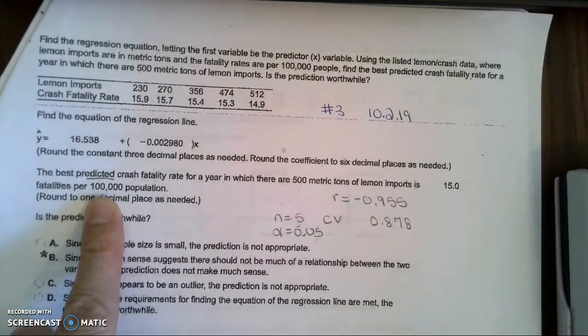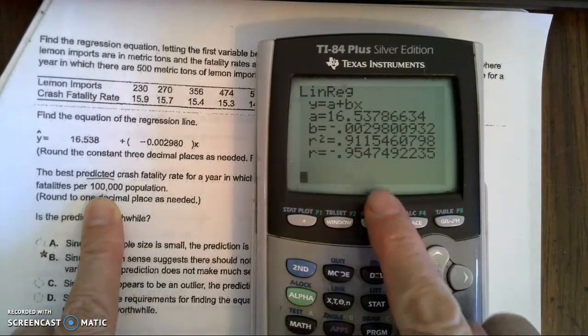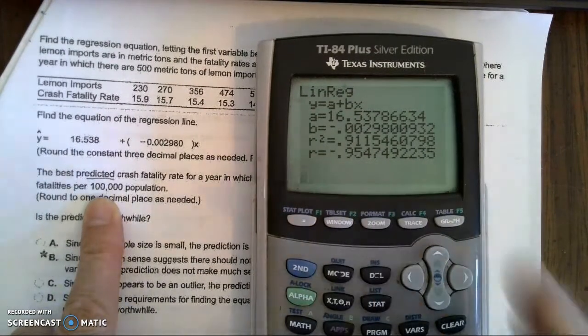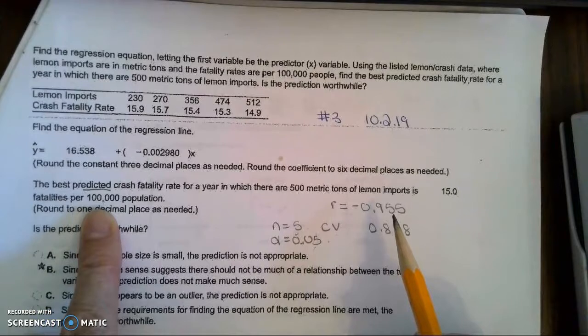To start off with, from our calculator, I'm just going to pull this back up here. This is the value of R from our calculator, negative 0.955 roughly. So what I have to do is see if it's correlated to go any further. So I'm going to compare this with the critical value.